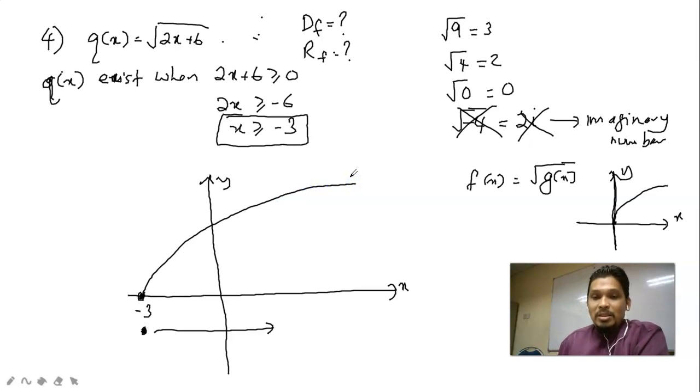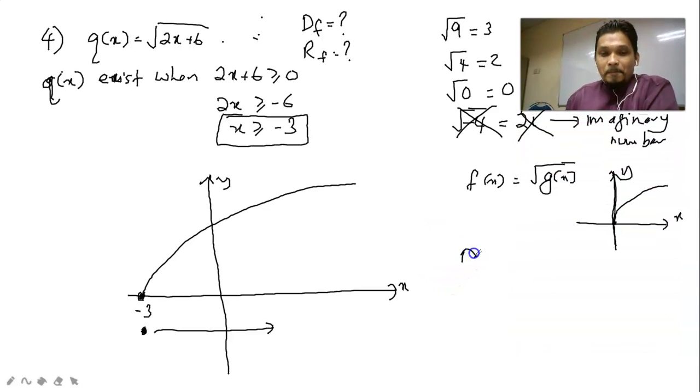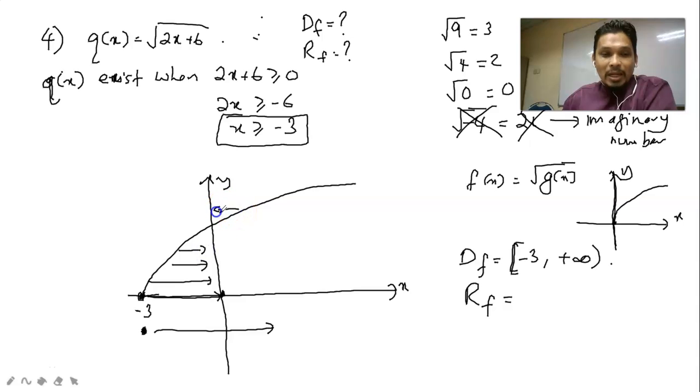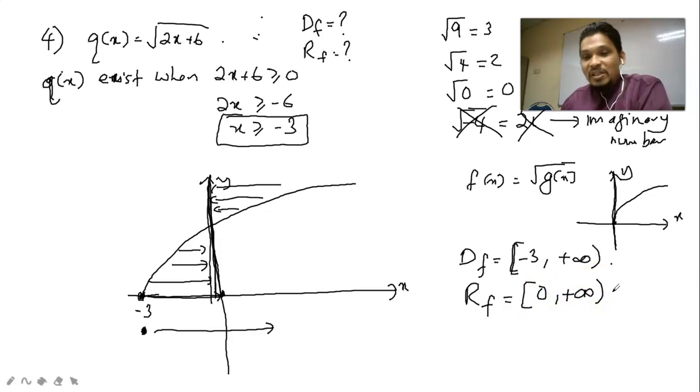Now, what is the domain of this function? The domain is from negative 3 to positive infinity. Negative 3 with this symbol means that it includes negative 3, to positive infinity. And the range of this function, we refer to the value of y on the y-axis, starting from y equal to 0, and all the values of y above the x-axis, meaning the values of y which are positive. So the range equal to 0 to positive infinity. The question says, determine the domain and range of the following functions.